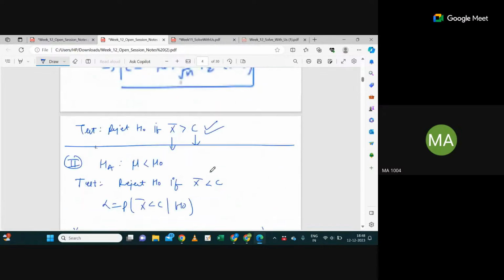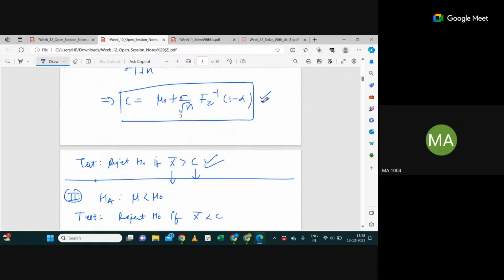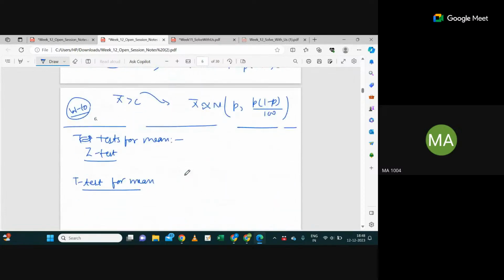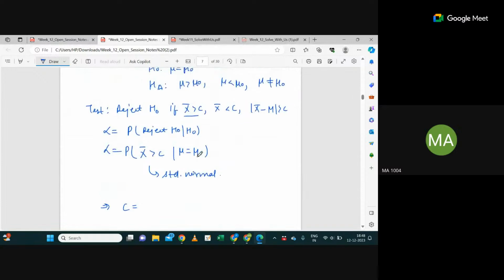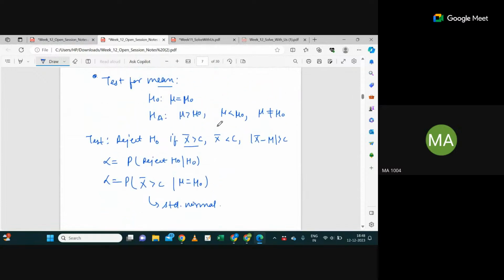You can see I have done this just a few minutes before. Like this, I will find the value of c, and the x bar will be given in my sample. Accordingly, I will compare as per my test and take the decision. So this idea is okay in the case of a test for mean when variance is known. Variance will be given to us. Let's say x1, x2, so on, xn are normally distributed with mean mu, variance 9, something like that. We did problems related to this kind of scenario in week 11. Till this point, it is clear to everyone.